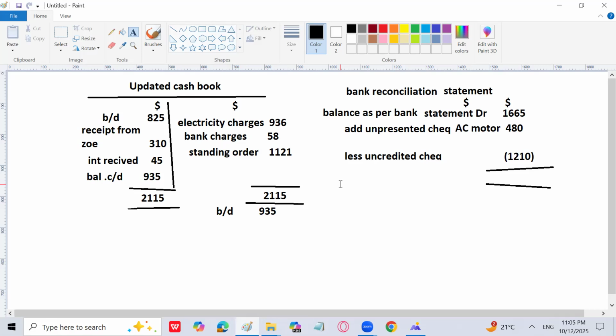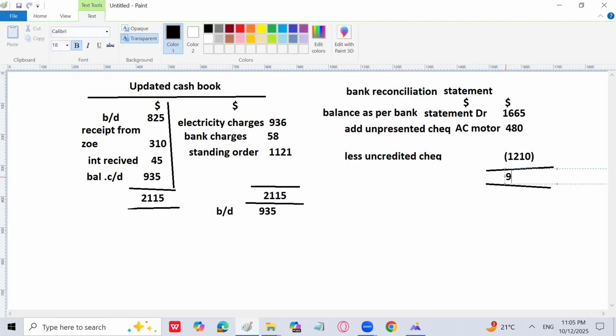Let me calculate it for you, because it's better always to calculate it. 1665 plus 480 and minus 1210. 2145. Sorry, 2145 minus 1210. So answer is 935. So that is equal. So it's quite easy to solve this question in the exam.